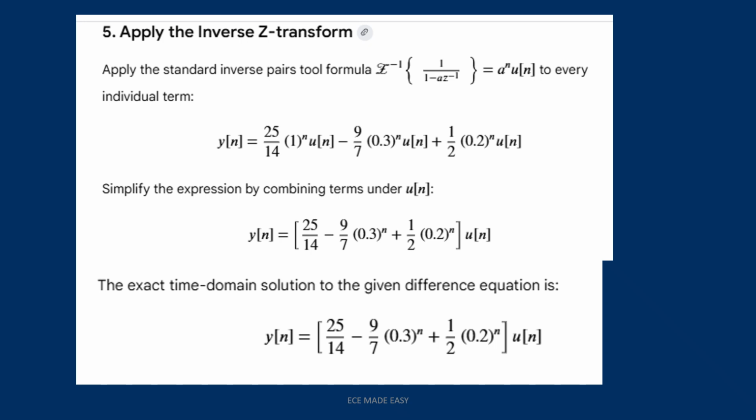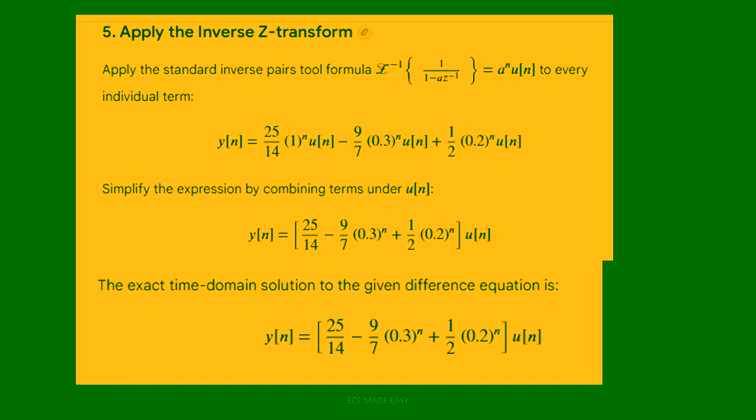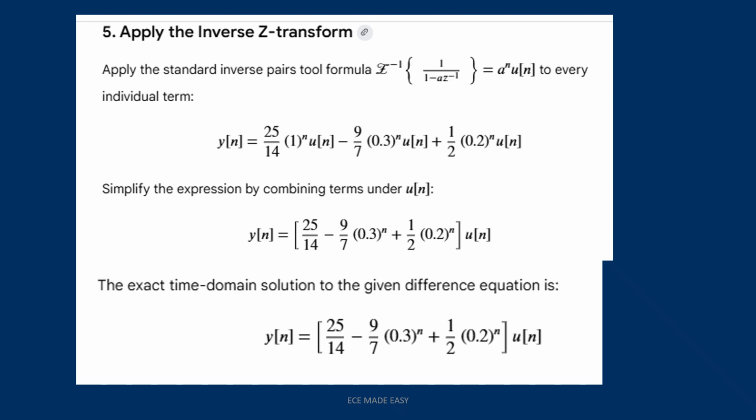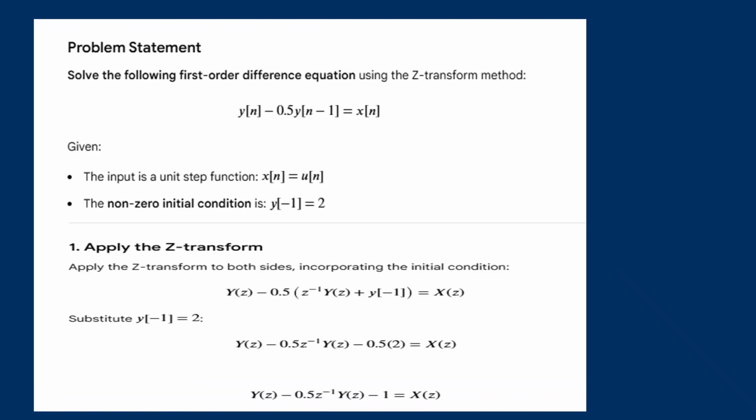So for any question asked in the same way, sometimes they may give the initial conditions, sometimes they may not give the initial conditions. In this example, we have not been given any initial conditions. So this is one example. Similarly, we will solve one more example.